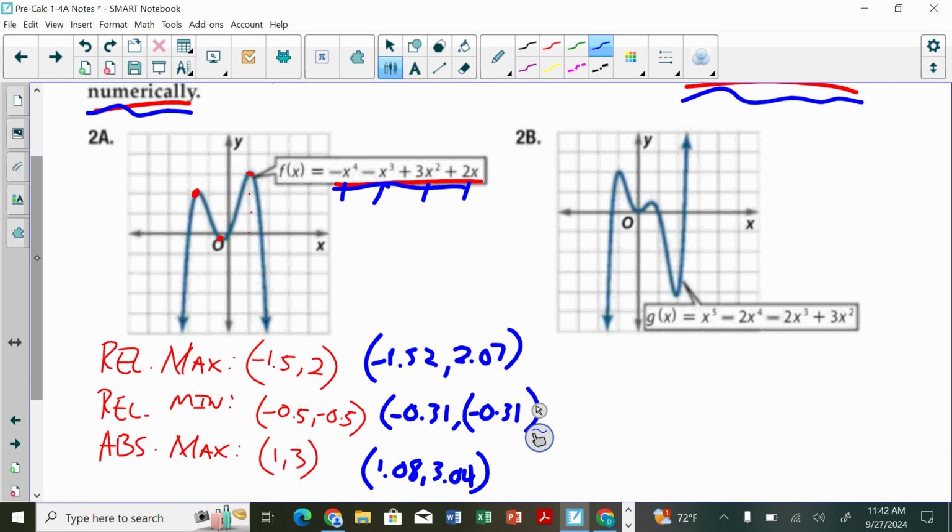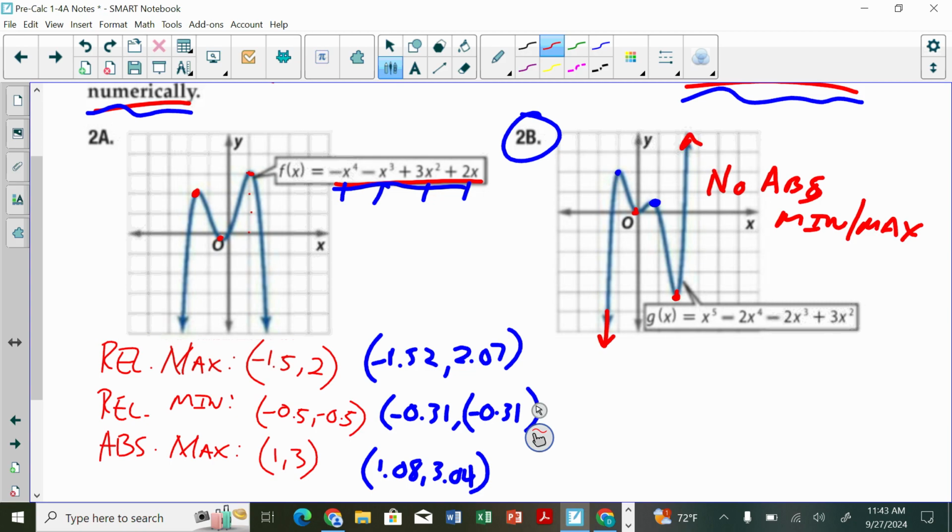All right, let's save 2B for you, just because I don't want to take too long, but I will tell you, you have a couple different points here to talk about. You're going to have a relative maximum here, and you're going to have a relative minimum here and here. Notice I didn't say that there was an absolute. No absolutes, min or max, and that's because this graph goes on further in each direction, and it gets to higher and lower points. So there is no absolute max or min. We'll talk about that more.